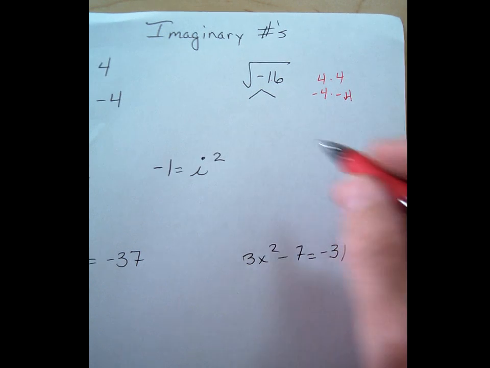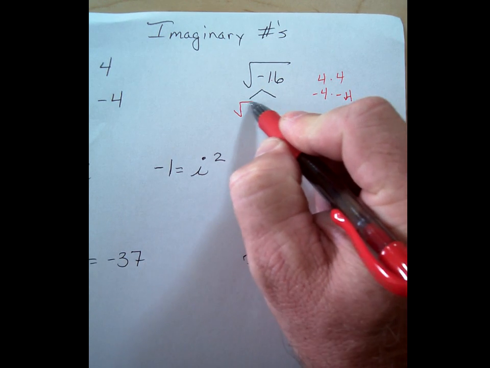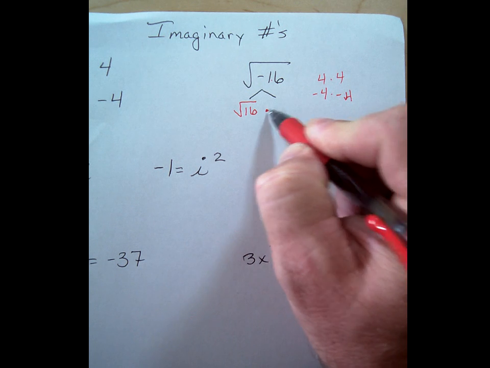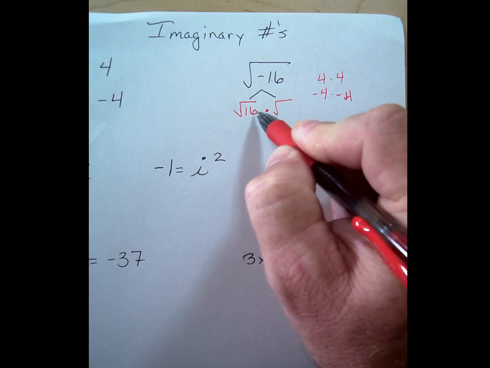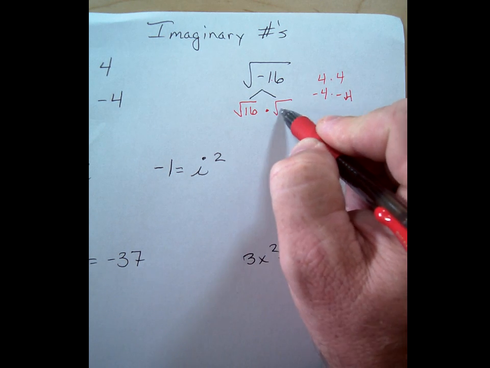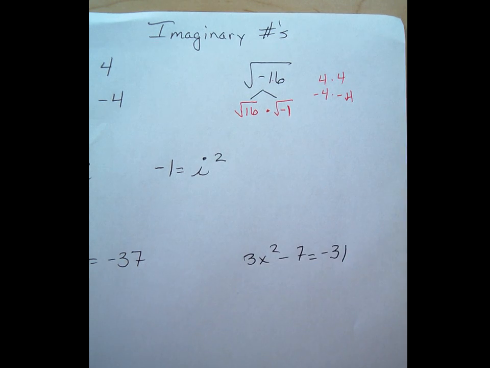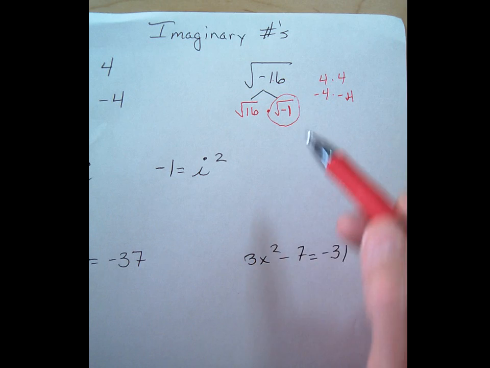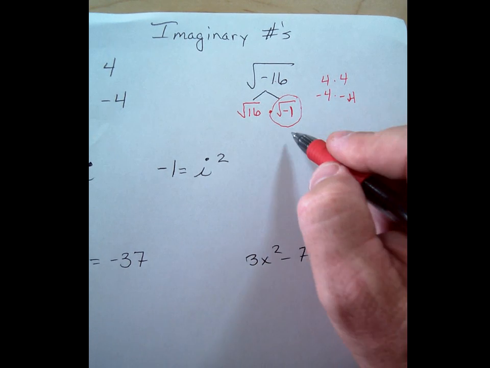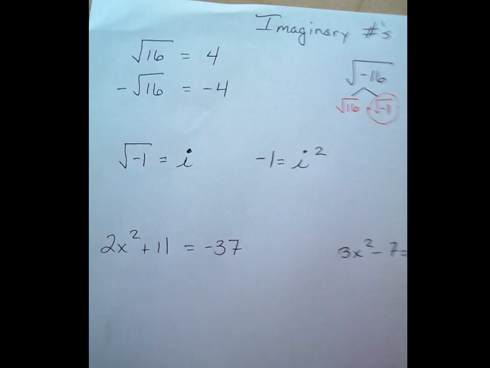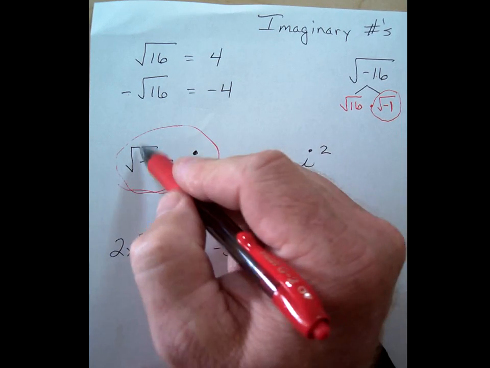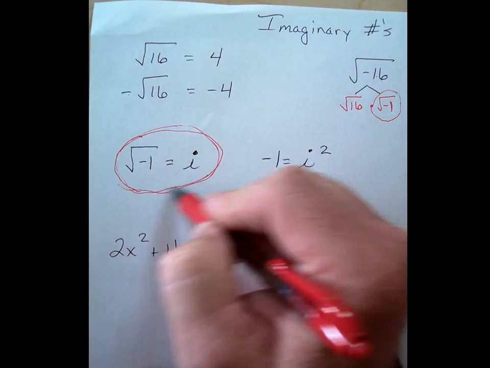So what we are going to do is we're going to break it up into two separates. I know what the square root of 16 is. So what's this have to be? What times 16 equals negative 16? Negative 1. Anytime you have a square root of negative 1, that's where your imaginary comes in. The square root of negative 1 is equal to i. There we have an imaginary number.